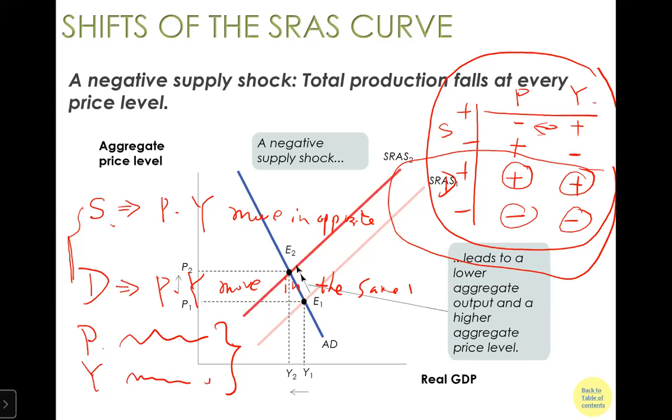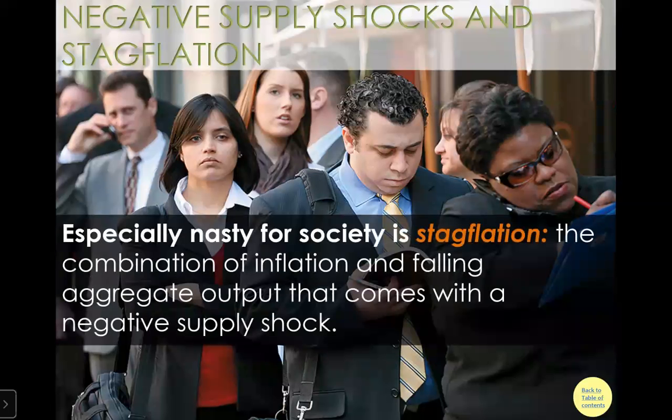Okay, I'm going to stop here for today, and in the next class we will pick up from here. We are going to use the aggregate demand, aggregate supply model to understand economic fluctuation.